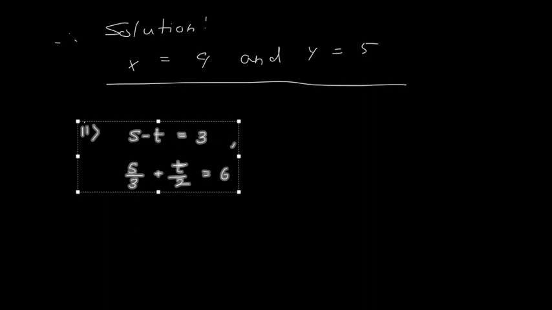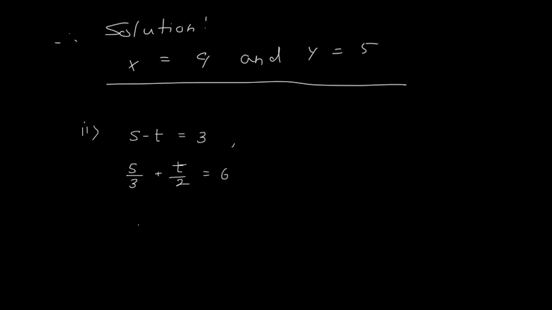So the second problem is s minus t is 3 and s upon 3 plus t upon 2 is equal to 6. Okay, so again I will first name them as equation 1 and equation 2. Now I will say that from equation 1, you rewrite this equation 1 and you write s is equal to 3 plus t. Sometimes it is easy that we take the value of one variable from the second equation. Now from equation 1, s is equal to 3 plus t, you can name this as equation 3.